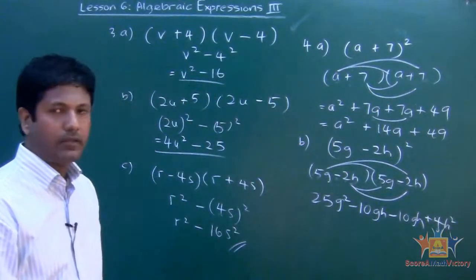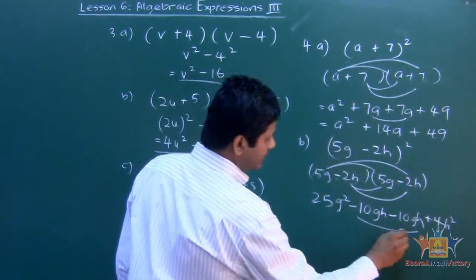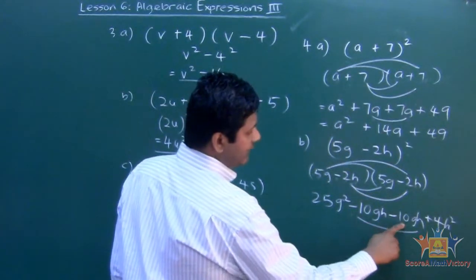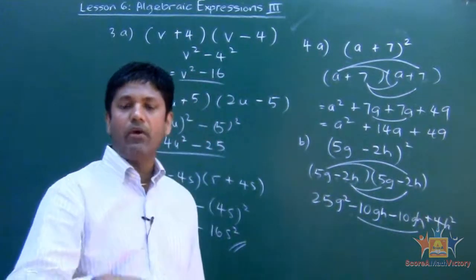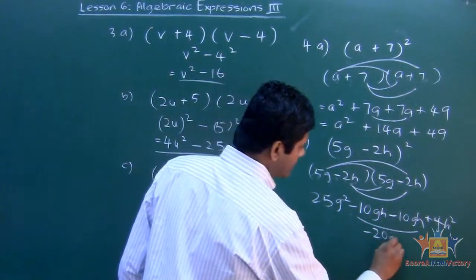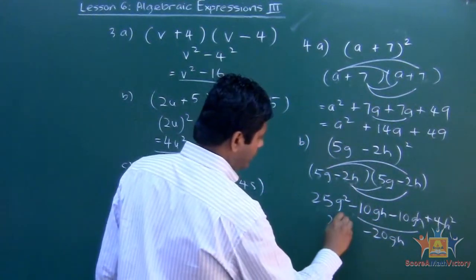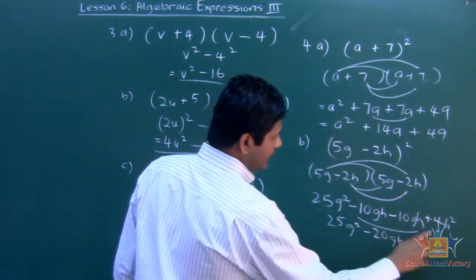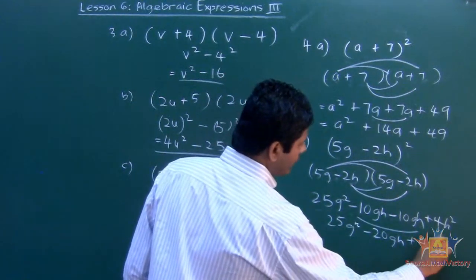Now look at this, I can combine these. Negative 10gh and negative 10gh gives negative 20gh. Then I rewrite this: 25g squared minus 20gh plus 4h squared.